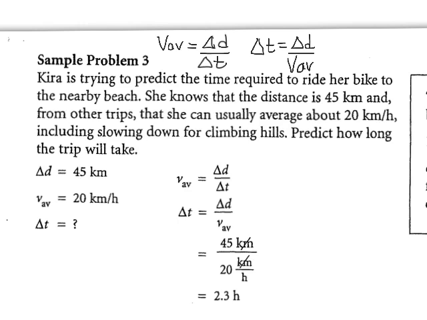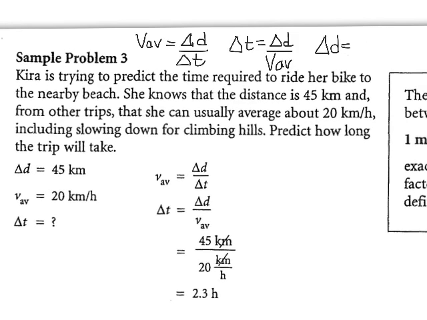But what if we want to figure out the change in distance? So delta D equals the average speed times delta T. So it's important that you have all of these up at the top, and you can do that on your next couple of pages. That way you've got a reminder of what these are. So this one finds average speed. This one finds change in time. And this one finds change in distance using the information that's given.